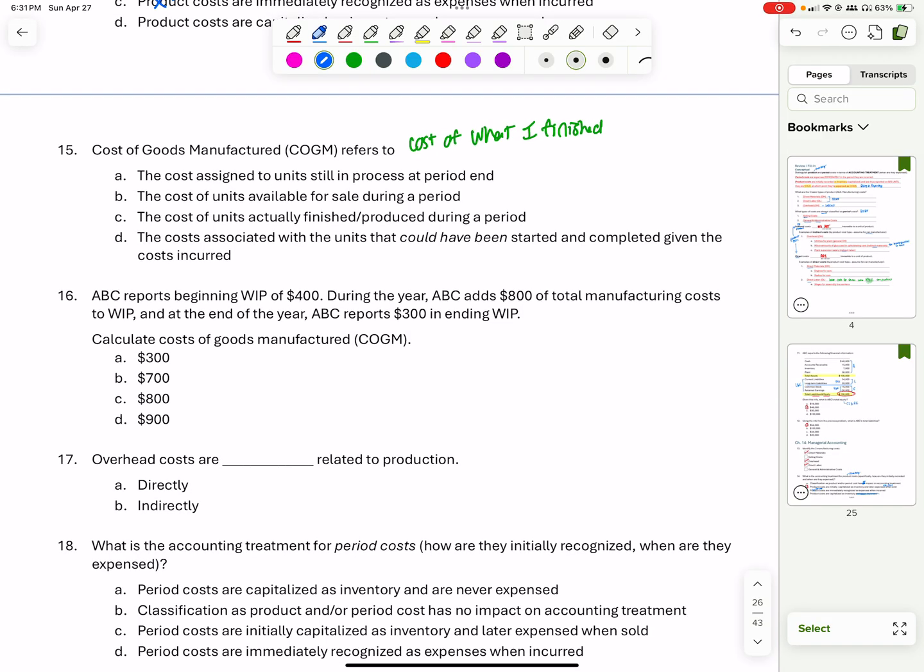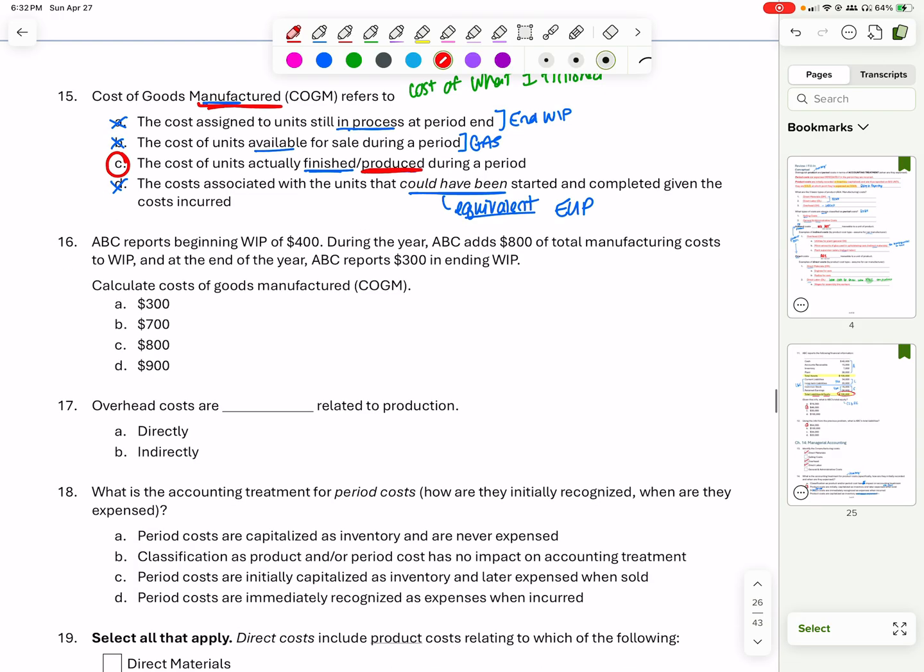So the units still in process, meaning I've still not finished them, that is talking about ending work in process, not cost of goods manufactured. The cost of units available, that is talking about goods available for sale. So obviously cost of goods manufactured would feed into that, but it is not that necessarily. The cost of units finished or produced, that is cost of goods manufactured. The cost associated with units that could have been started and completed, that language is intended to help point you to an equivalency. This is talking about EUP, which is a chapter 16 concept. So the cost of what I actually manufactured, aka produced, would be cost of goods manufactured.